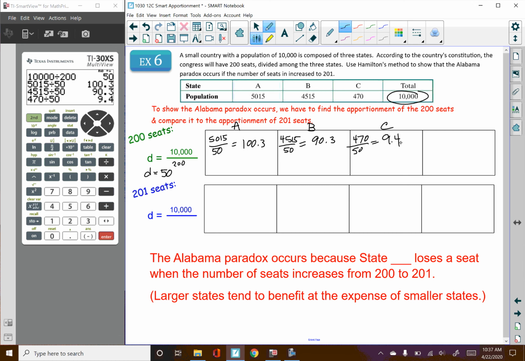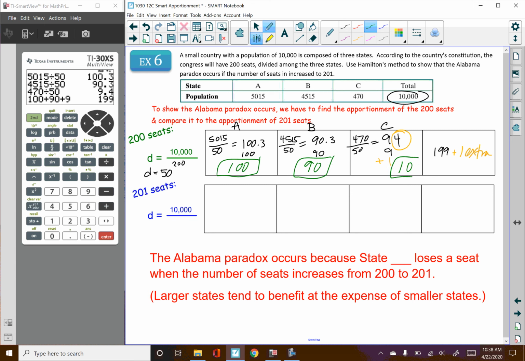Okay, so we've got it divided out. Now we have to think about how we're going to apportion. A right now qualifies for 100, B qualifies for 90, and C qualifies for 9. If we add that up, that's only 199, so we have 1 extra that we need to apportion. Looking at the decimal remainders, that 1 extra is going to go to state C. So under the 200 seat apportionment, A gets 100, B gets 90, and C ends up with 10.